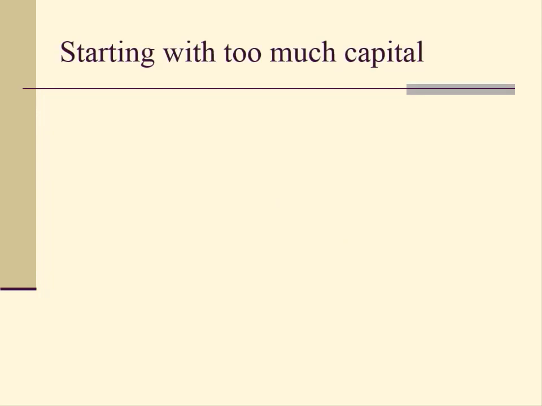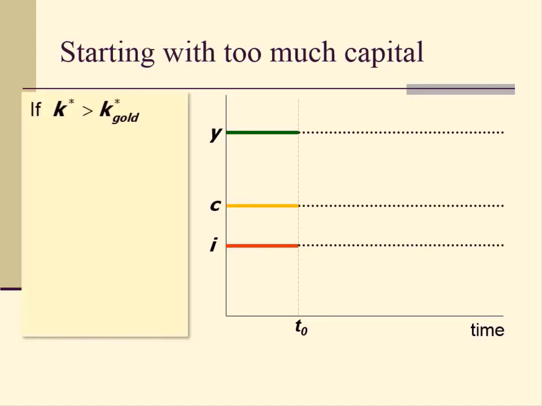First, starting with too much capital. That is, if you draw a timeline, and the initial time is t0, and you want to see what happened to y, c, and I. And if k star is greater than the golden rule level initially, that is, having too much capital initially, then increasing consumption c star requires a fall in the saving rate.